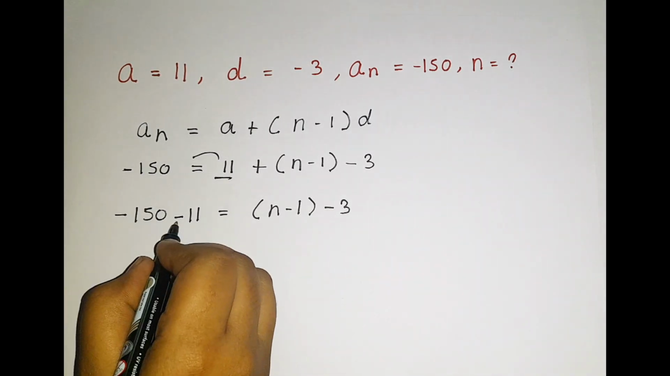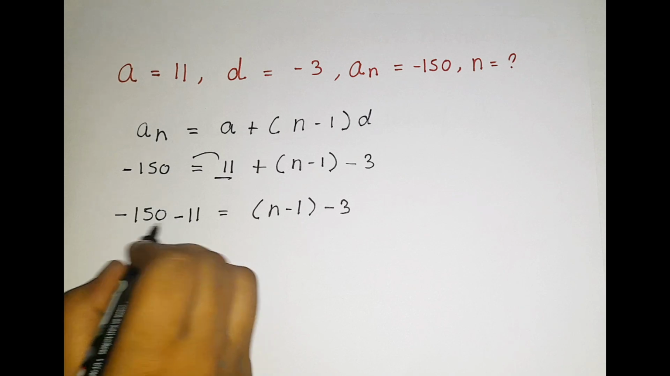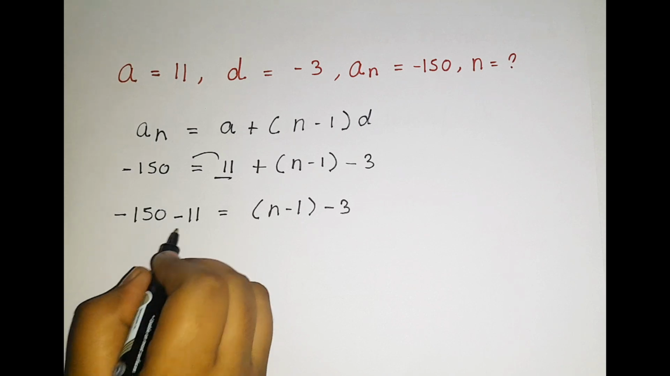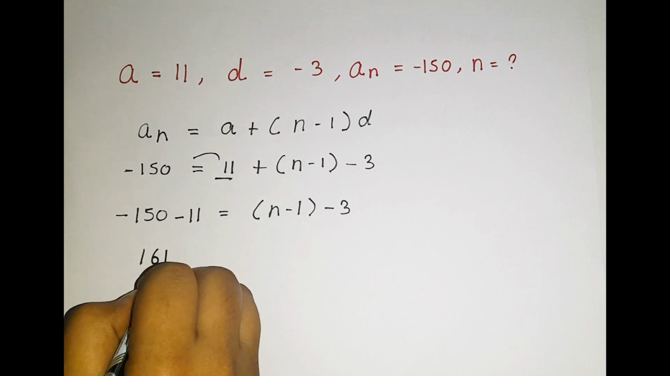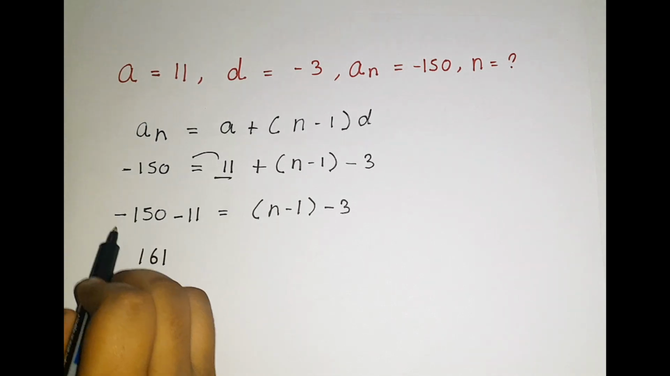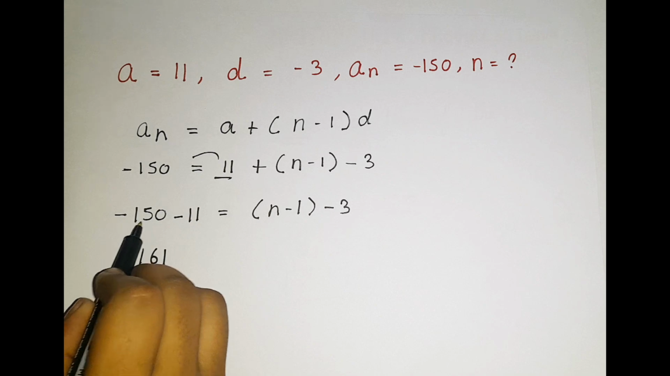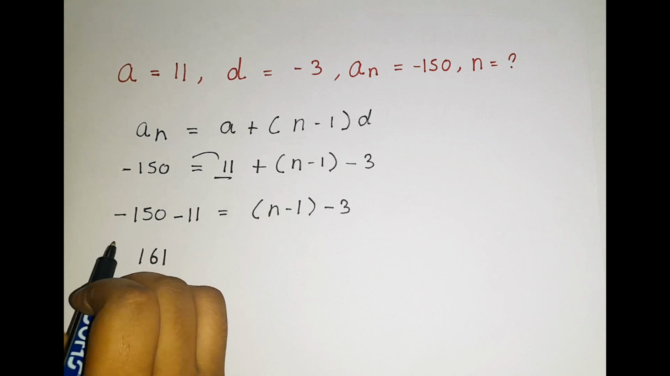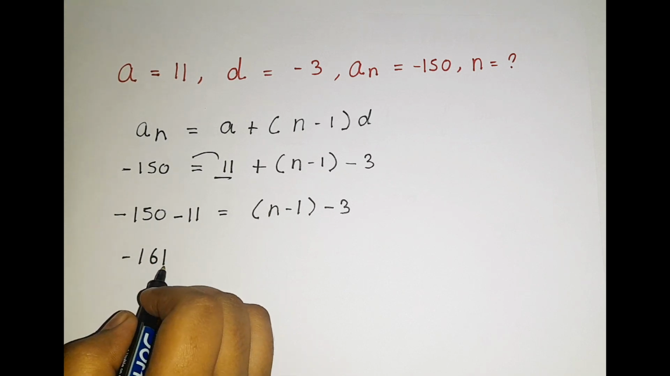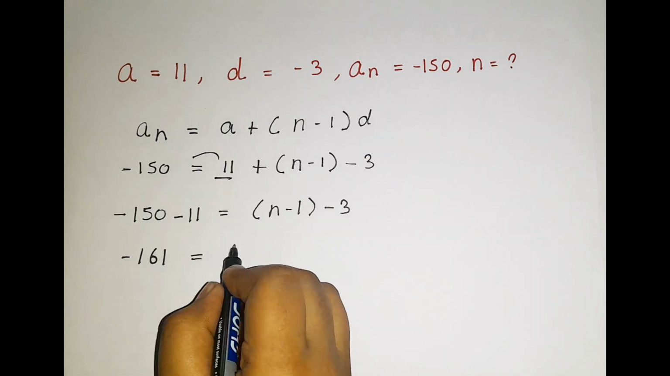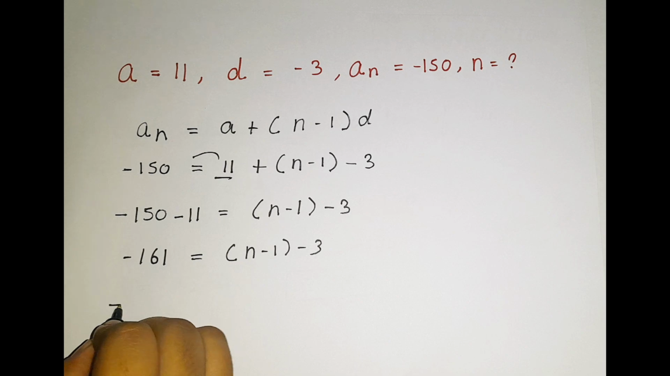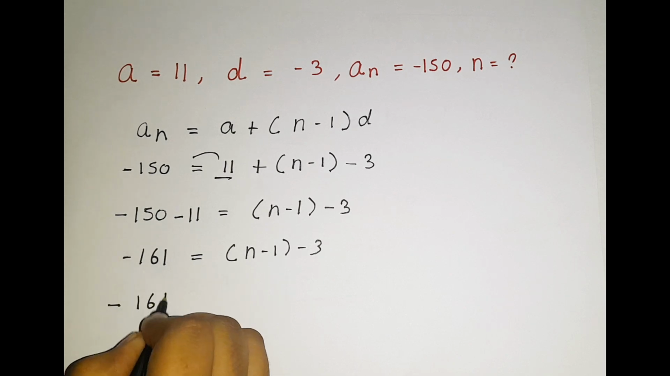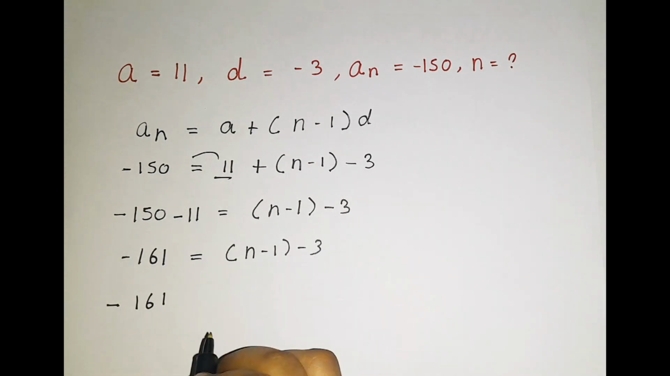So minus and minus is plus, isn't it? So when we add 150 plus 11, we get 161. Since the greatest number here is 150, and it has a minus sign, let us write the minus as it is. Okay, so now, equal to n minus 1 minus 3. So I am going to write minus 161 as it is. So here I have minus 3, isn't it?